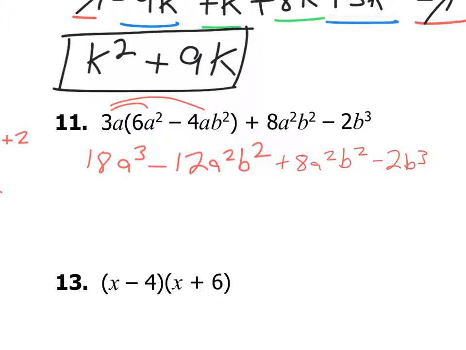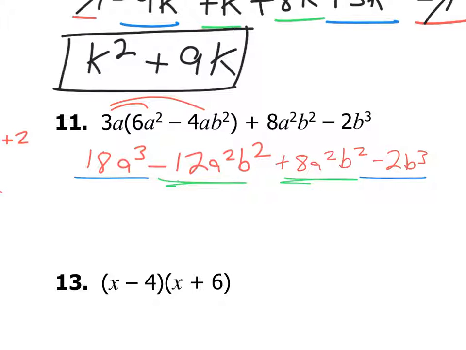Now we just combine like terms. Here we have an 18a to the 3rd. Over here we have a negative 2b to the 3rd. Here we have a negative 12a squared b squared, and here we have an 8a squared b squared. So first 18a to the 3rd plus 8a squared b squared. I'm sorry, 18a to the 3rd.